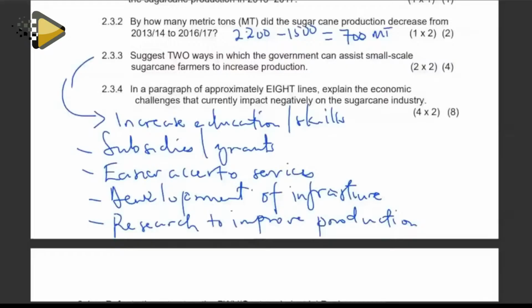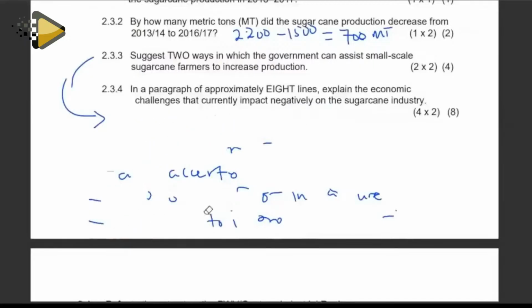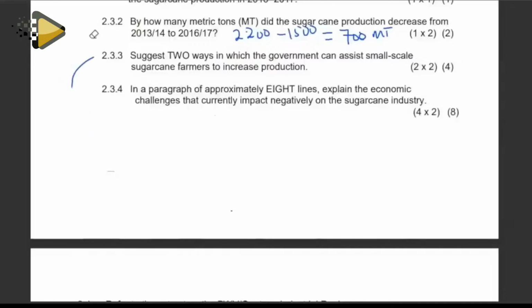Right, number two, 2.3.4, we need to also check on it and analyze what's happening with the question. In a paragraph of approximately 8 lines, explain the economic challenges that currently impact negatively on the sugarcane industry. We want economic challenges. Our question is specifically looking for economic challenges that are impacting on sugarcane farming. That is number 2.3.4. We need to answer this question using economic arguments, something that has to do with income and making money and also sustaining a life.